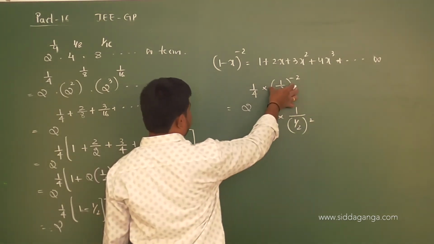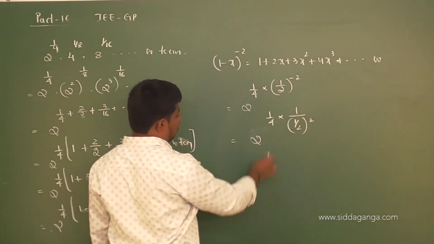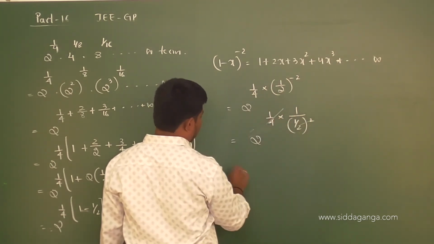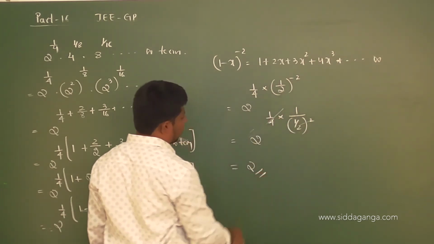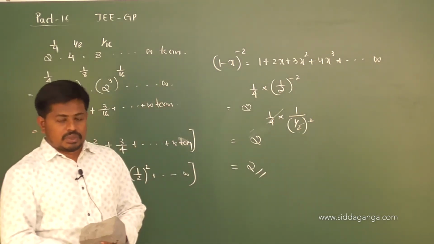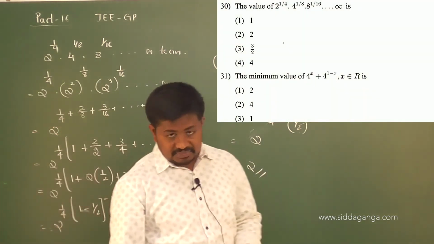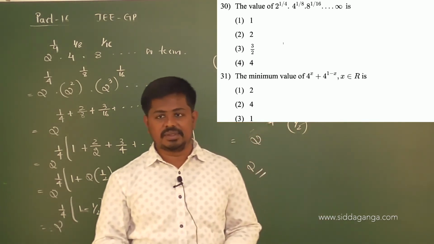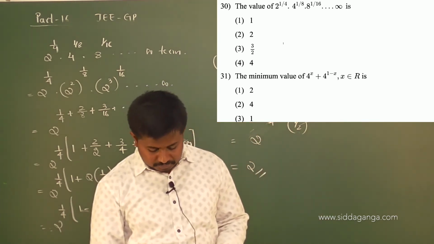When you take this to the denominator, it becomes plus 2, right? This is same as 1 by 4 divided by 1 by 4. So 1 by 4 gets cancelled, you get 2 power of 1, that is 2, the required answer. So the product of the given terms is equal to 2, that is option 2.